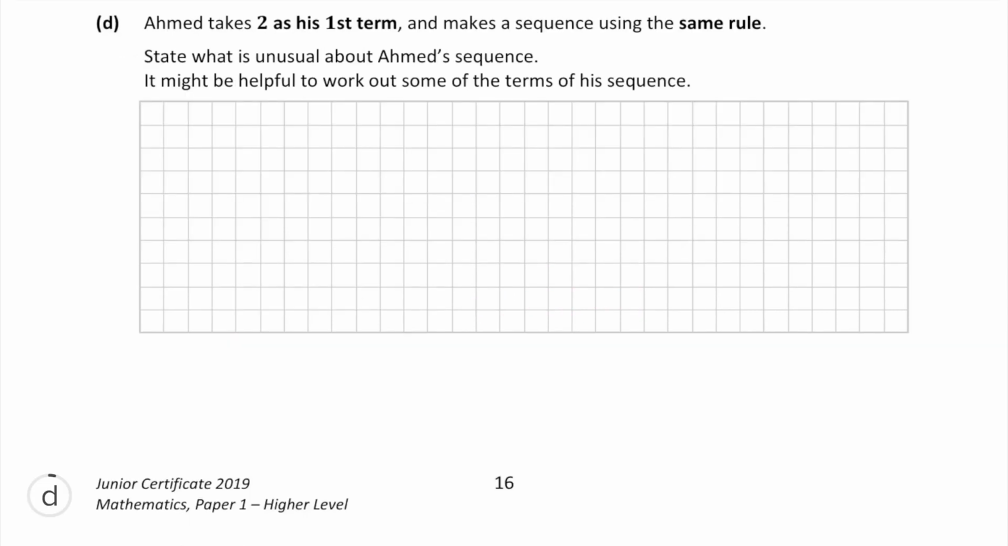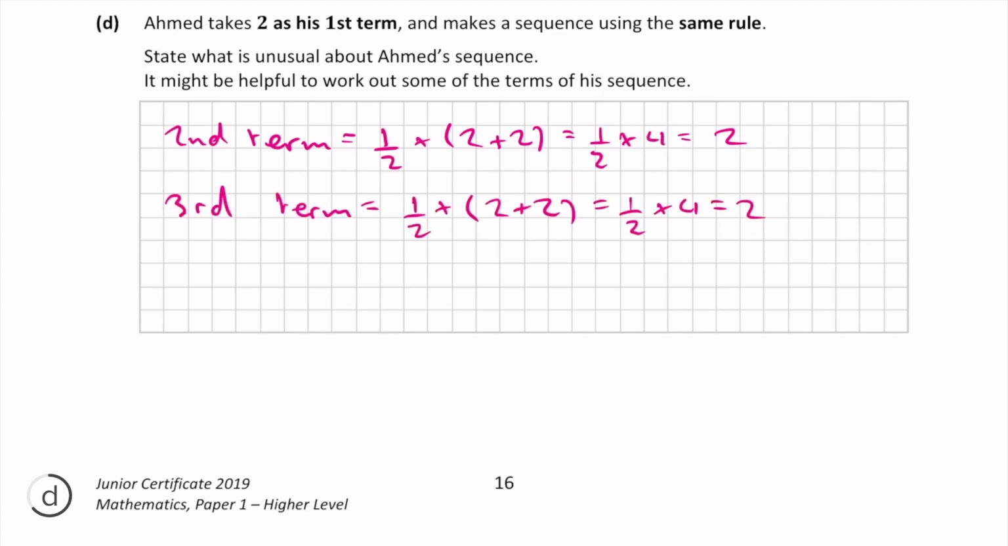Part D asks us what would be special about the sequence if we started with 2 as the first term. So to find the answer for this, we need to work out some of the terms. Since 2 is an even number, to find the next term we add 2 and then multiply by a half, which gives us 2 again. The third term is going to be the exact same since we use the same rule. So in this case the sequence is just 2's. So for our answer we can just say that this sequence is constant.